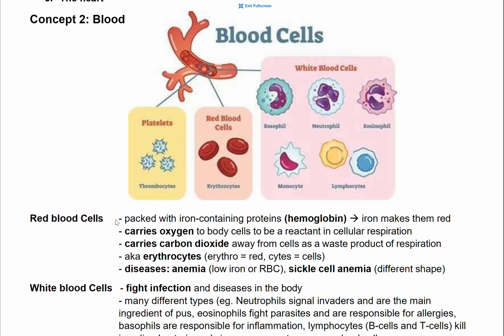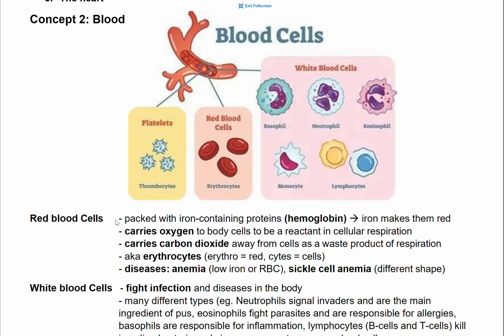Because carbon dioxide is a waste product of cellular respiration, it constantly needs to be carried away and exhaled. You're always making carbon dioxide as a waste product of making energy in your cells. Red blood cells also have a fancy name. They're called erythrocytes. Erythro means red, and cytes means cells. So erythrocytes is really just a fancy way of saying red blood cells.